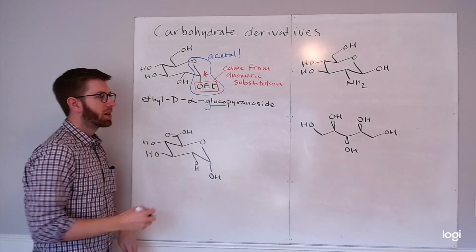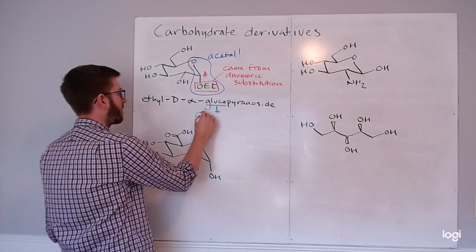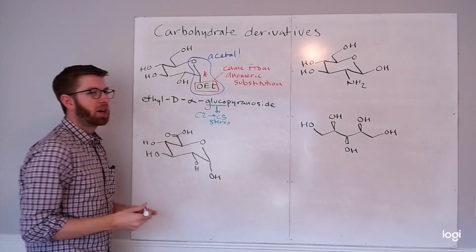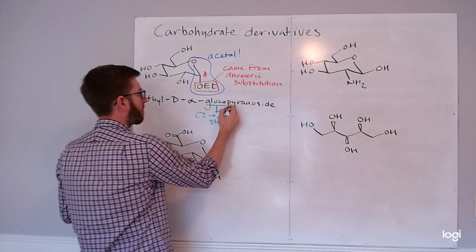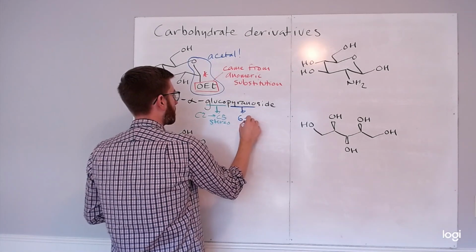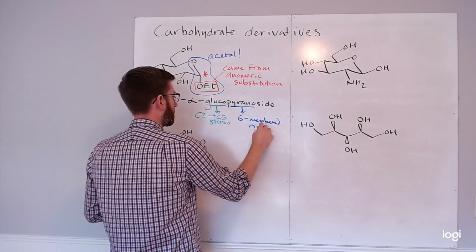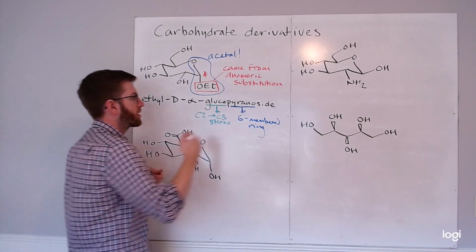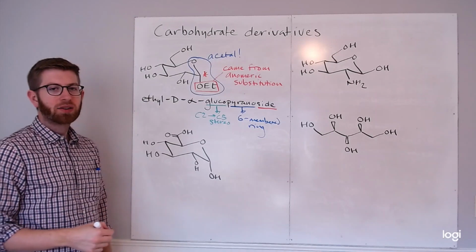We've still got gluco. So we're telling ourselves about stereochemistry at C2 through C5. Pyrano is still telling us that there's a six-membered ring. And this side suffix corresponds to the notion that we're making one of these acetal derivatives.